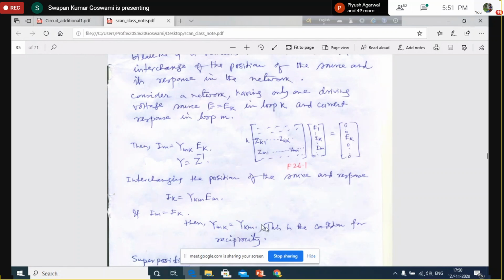Is it clear? Yes, sir. So, sir, does this mean that dependent sources cannot be present anywhere in the network? No, no, they can be present, but when a dependent source is present, then there is a possibility that the network will no longer be reciprocal.